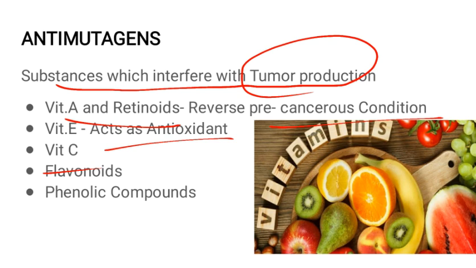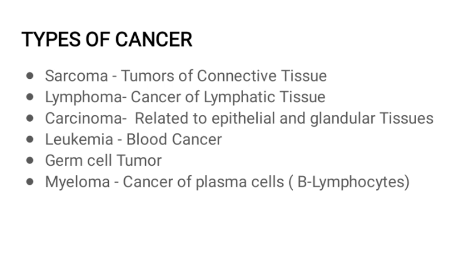Vitamin C is generally given to persons who work in industries involved in aniline. Okay, flavonoids also have anti-mutagenic properties, and phenolic compounds present in fruits like grapes are also very good anti-mutagens, right? There are different types of cancers.